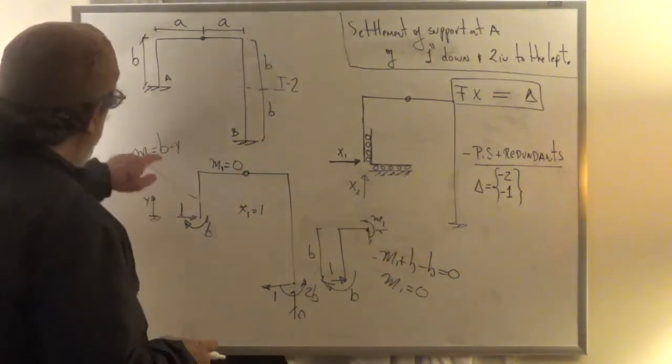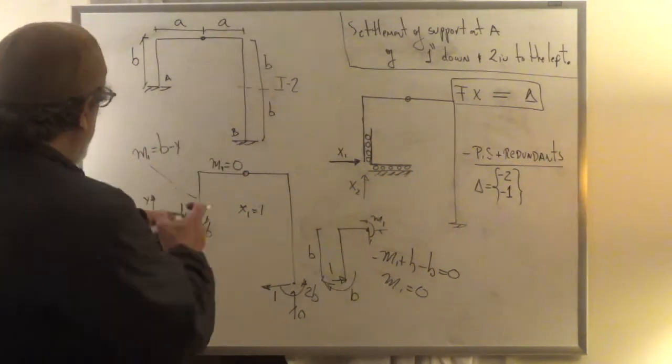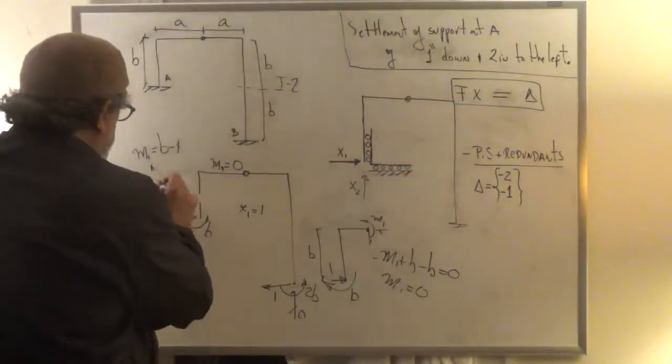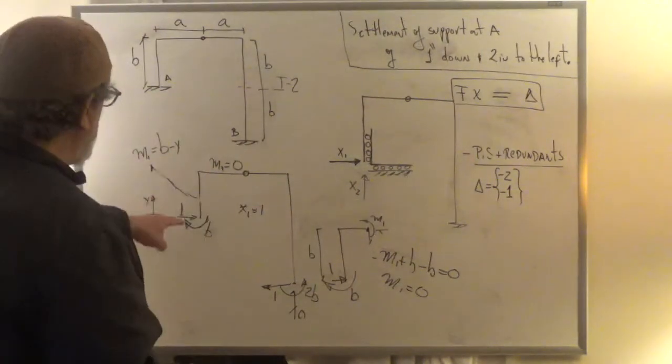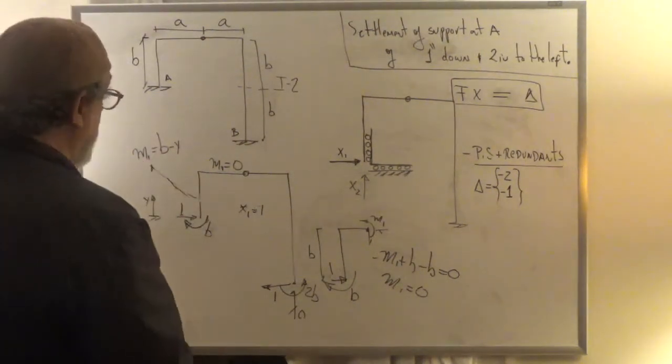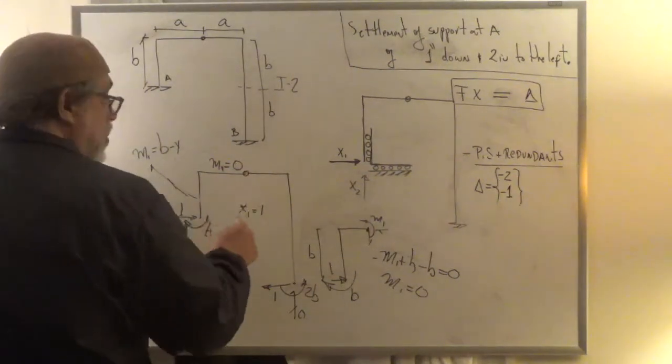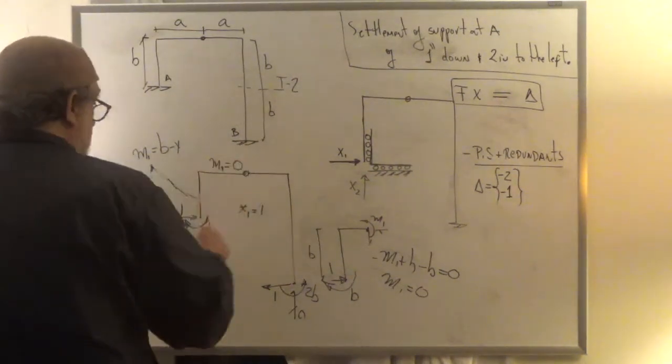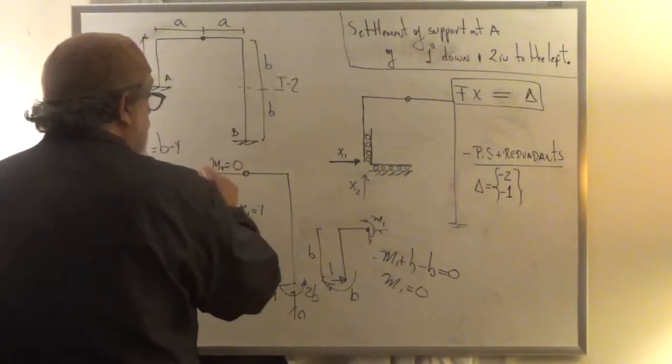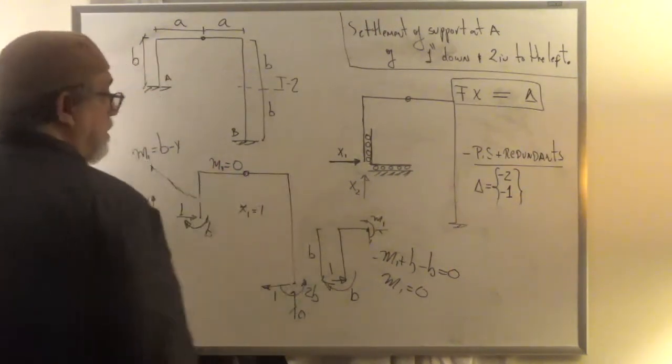I confirm that in my moment equation for this bar, which was B minus Y, when Y is equal to B, gives me 0, so that's fine. The presence of the hinge makes no difference, right? Because there's no load applied there. I can keep going like this. So this works all throughout that bar, right?